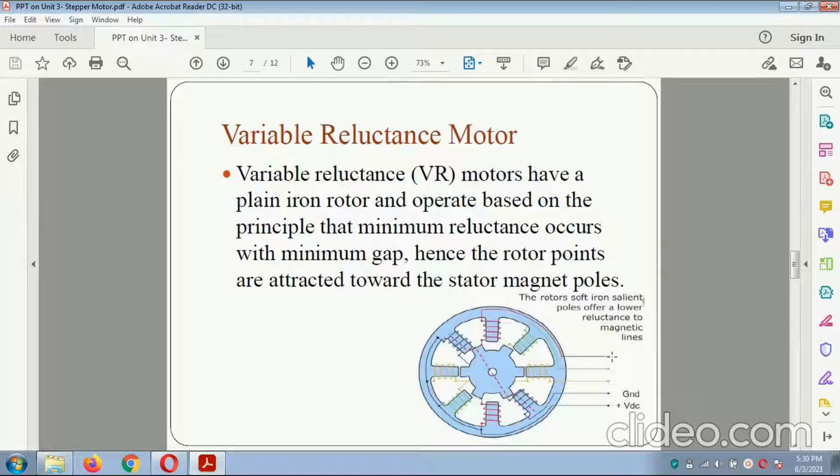So, the variable reluctance motor. The variable reluctance motor has a plain iron rotor and operates on the principle that minimum reluctance occurs with minimum gap. Hence the rotor points are attracted towards the stator magnet poles. So this is a diagram related to how the motor operates. The rotor stops when the iron pole aligns, after the low reluctance of the magnetic path. These are the various poles in which the magnetic coil is connected, and there is a gap between the rotor and stator so that the reluctance occurs.